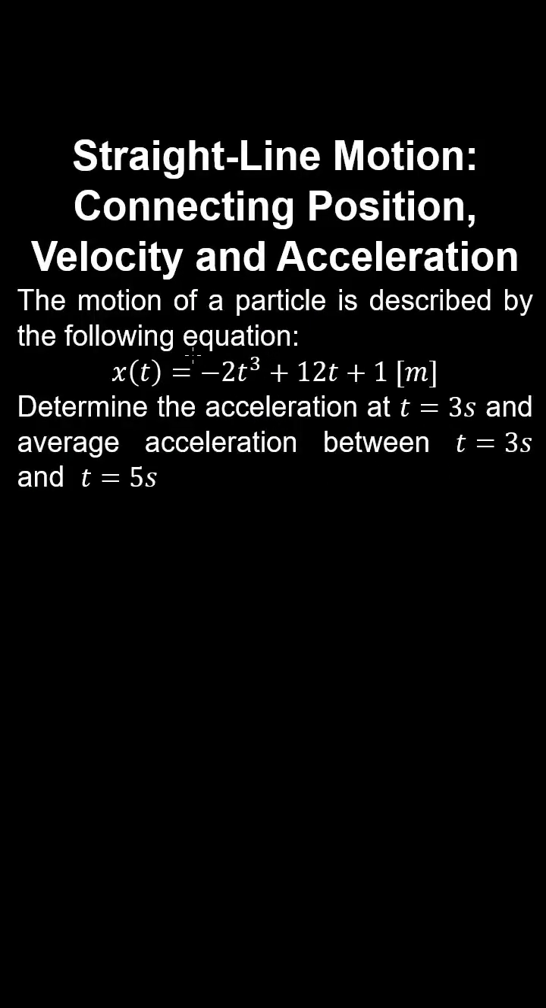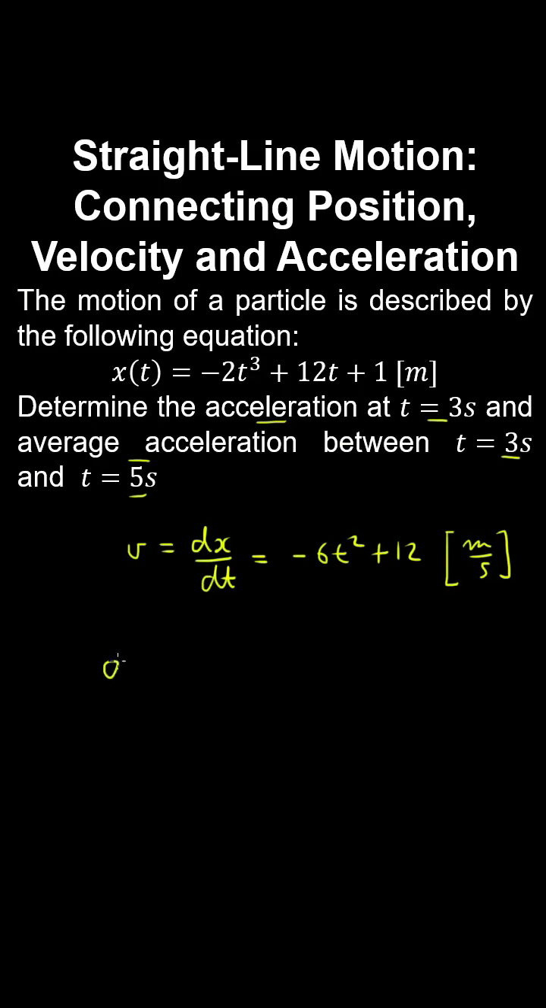Given the following equation that describes the position of a particle as a function of time, we're asked to determine the instantaneous acceleration at 3 seconds and the average acceleration between 3 and 5 seconds. So differentiating the position with respect to time gives the velocity, and always check your units, which should match the derivative, and then differentiating again gives the acceleration.